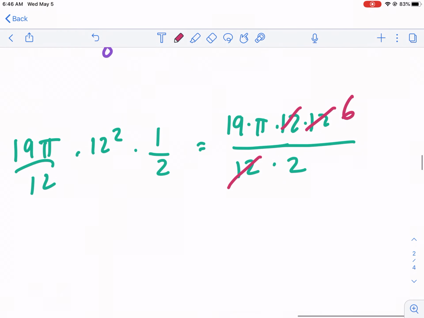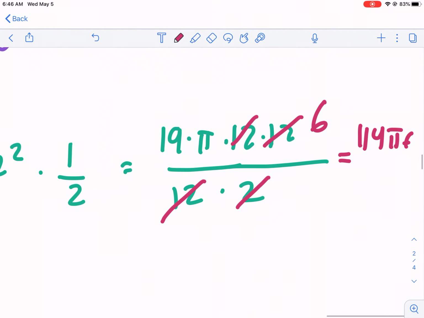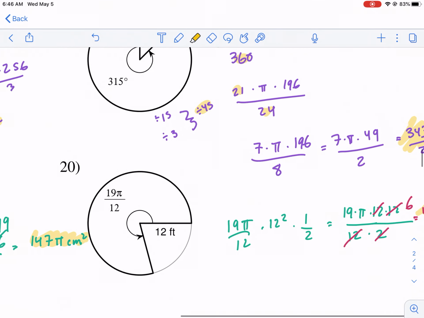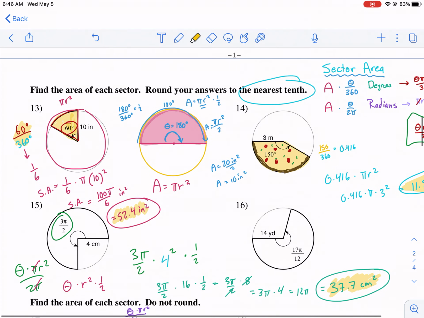I'm going to cancel this. I get 6. That gets canceled. And now I just have 19 times 6 in the top. Makes it way easier, and I get 114 pi. And then what are the units? Feet squared. 114 pi feet squared. Ugh, barely got it. Okay, just go ahead and pause it if you need to copy that down. But that's it. That's all there is to it for sector area. It's really not that bad. Very similar to arc length.